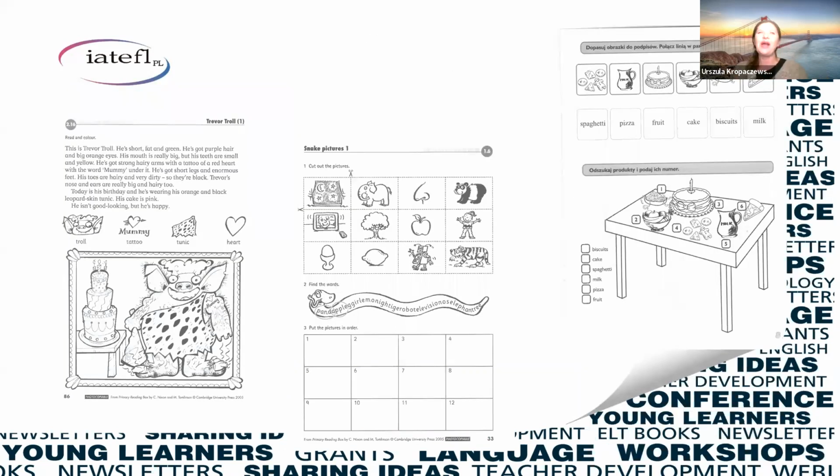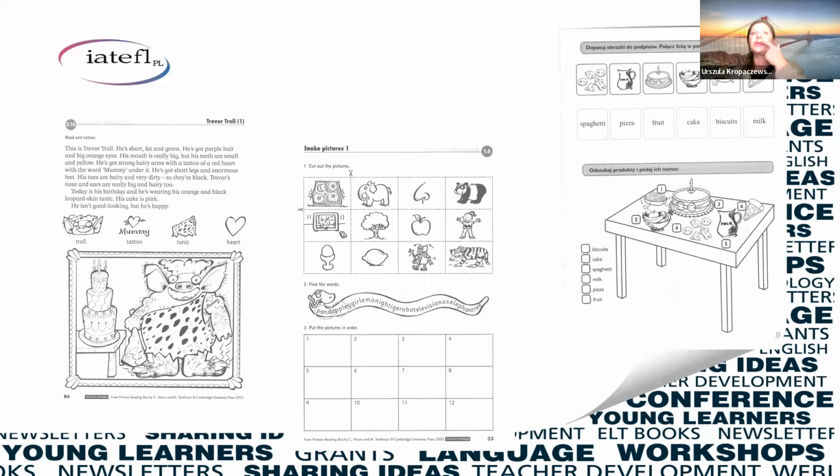Okay, when we have a little bit older children, we have a very beautiful picture of a monster, and they have a text about the monster, and they have to color the monster according to the text. So for example, today is his birthday. He's wearing his orange and black leopard skin tunic. Okay, so they can read, and they can color the monster.